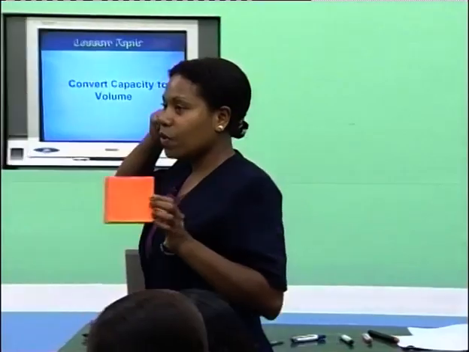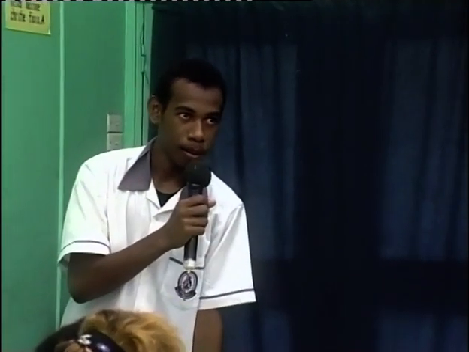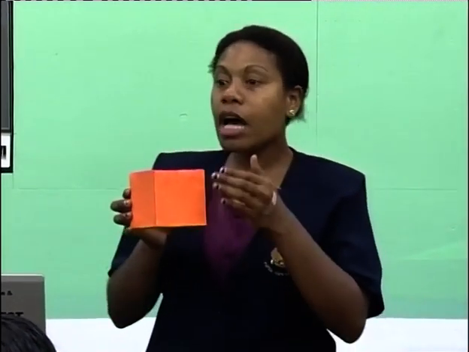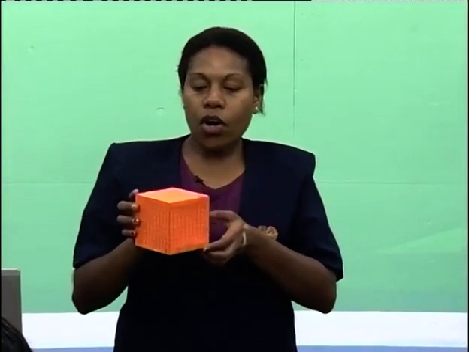Matthew? Measure the sides. Measure the sides by using a ruler. Very good. To get the length, you measure the side with a ruler. You measure the width with a ruler. You measure the height with a ruler to get your measurements. Or I can simply do this.